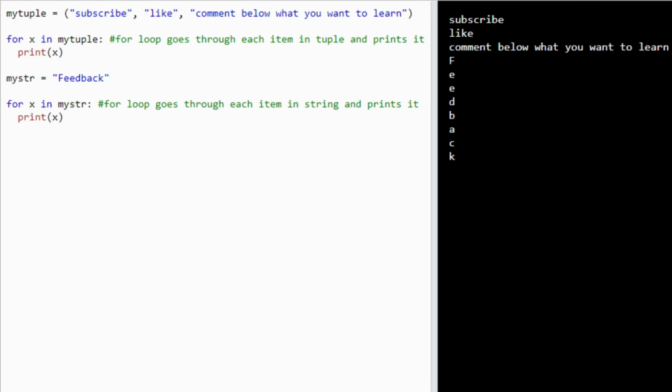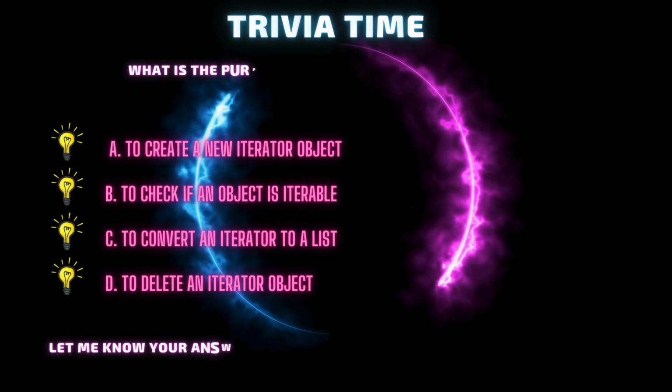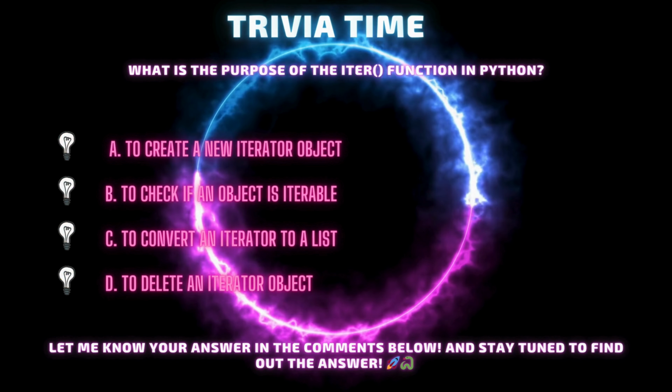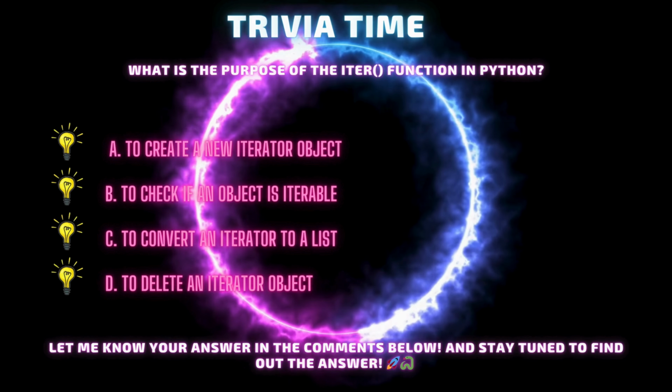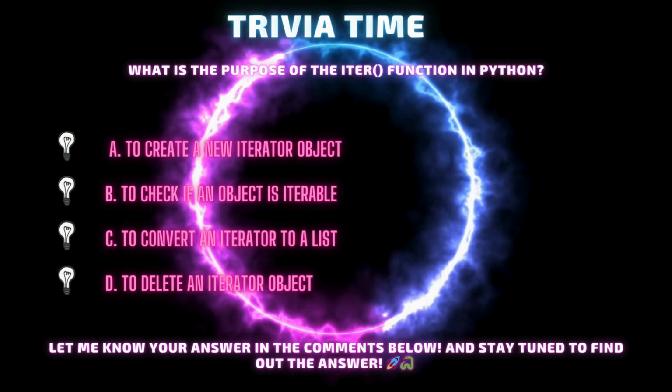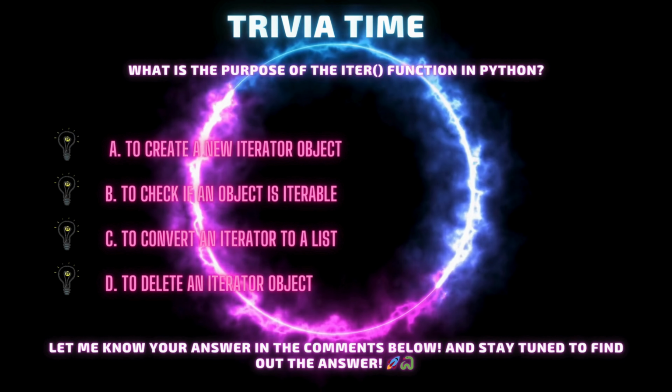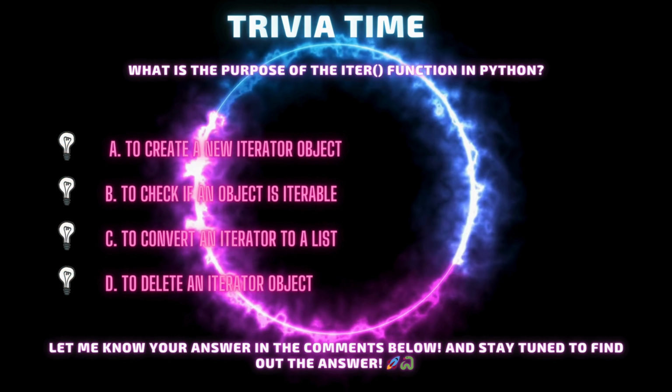secrets one by one. Trivia time. What is the purpose of the iter function in Python? A. To create a new iterator object. B. To check if an object is iterable. C. To convert an iterator to a list. D. To delete an iterator object.